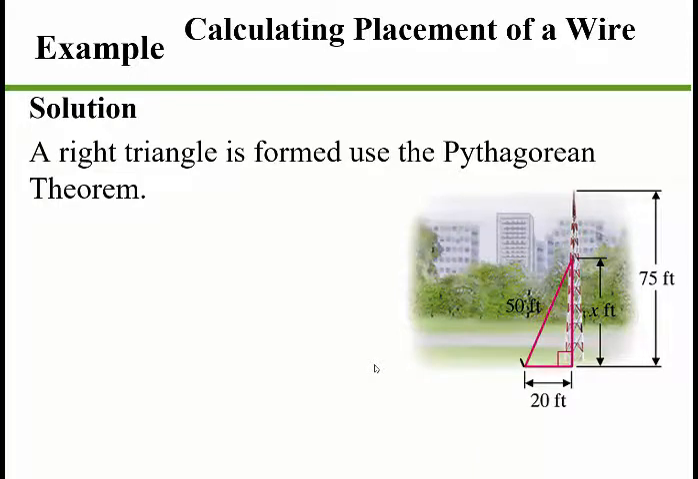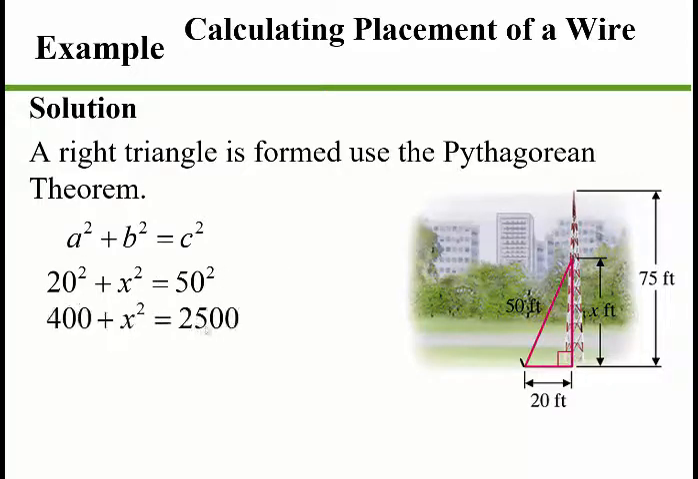A right triangle is formed, so using the Pythagorean theorem, a squared plus b squared is equal to c squared. Plug in the 20 for a, x the unknown for b, the length of this leg, is equal to 50 squared. Now square both sides. Get 400 plus x squared is equal to 2,500. Subtract the 400 over. Now you get x squared is equal to 2,100. To get rid of the square, we take the square root of both sides. You get x is equal to the square root of 2,100.